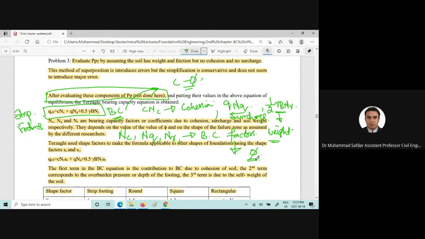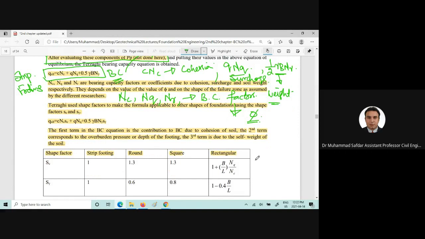Now, in order to account for different shapes of foundations, for example, there are different shape factors Terzaghi introduced.